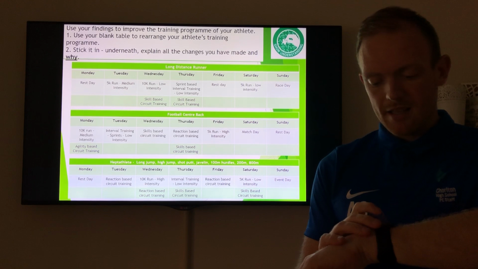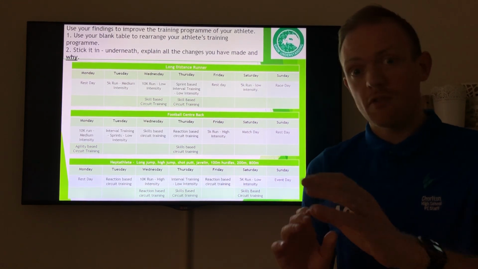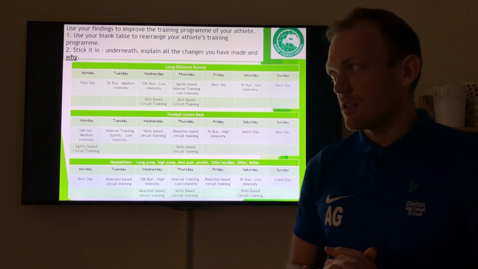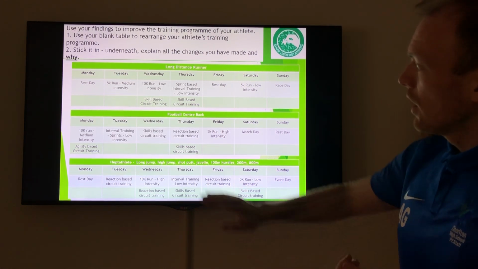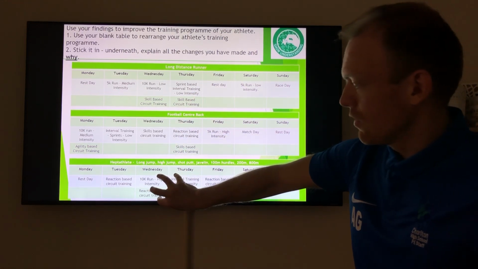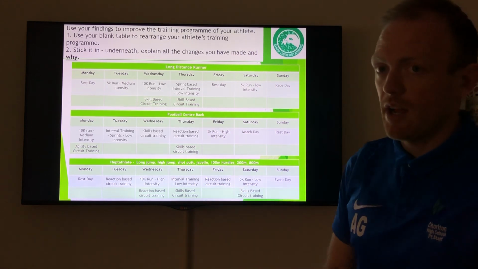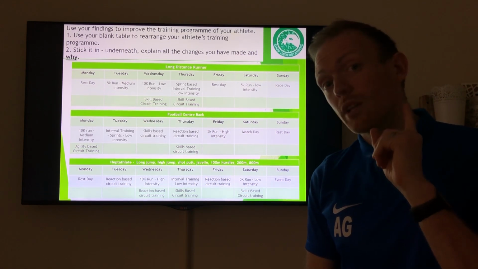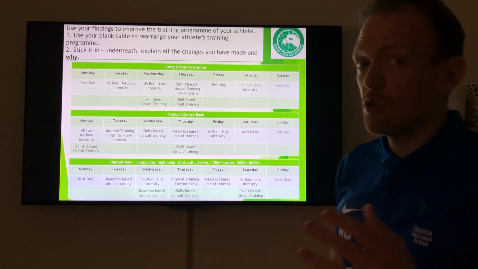Okay, so the next task, I'm hoping that you can see this. If not, obviously use the PDF slides. So I've given 3 different training plans for each athlete. You're only going to choose one. You do not have to do this for everyone. Okay, so choose one.